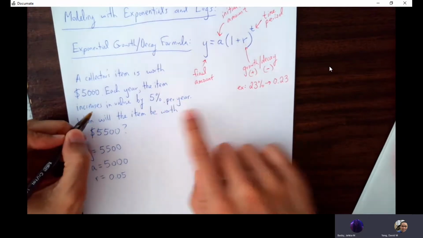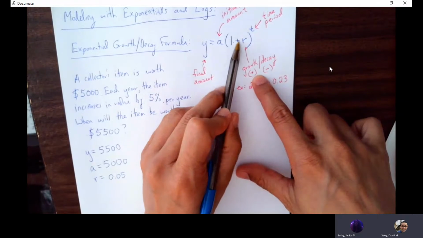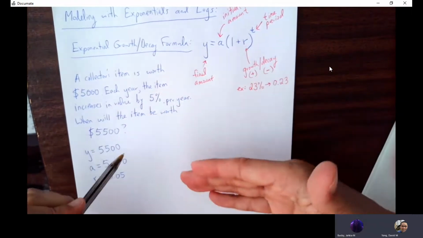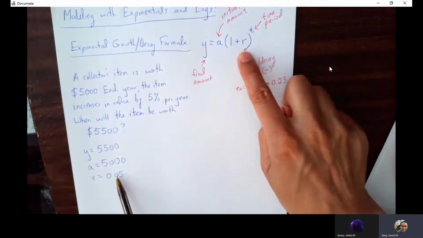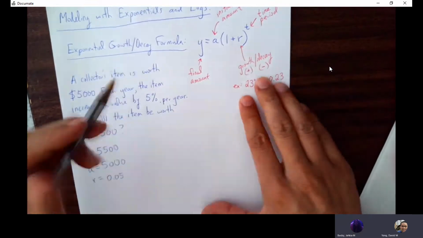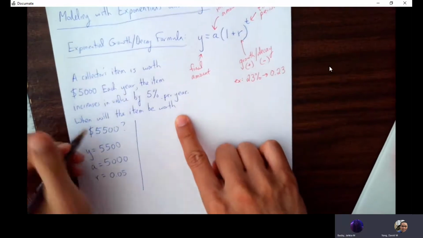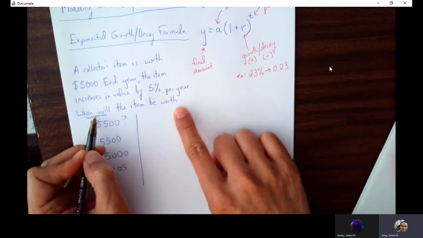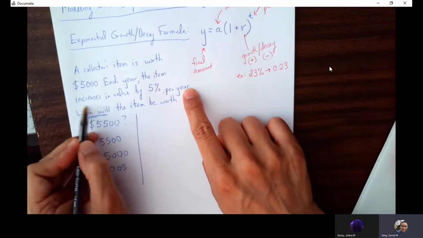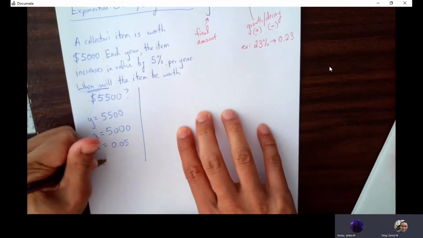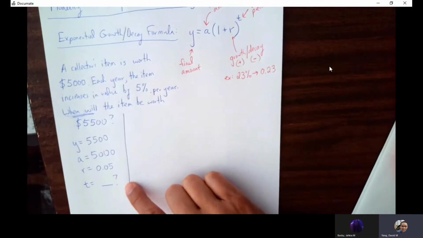And it says increases, so we know we're going to be adding. We're not going to be subtracting. So this is going to stay as a plus. If it's decreasing in value, then we have to make this a minus 0.05. Does that make sense? Okay, so I think we have everything that we need. We're trying to figure out when the item will be worth 5,500. So we're looking for a time, how many years will pass. It says when, so that's our t. That's our unknown, what we're looking for.